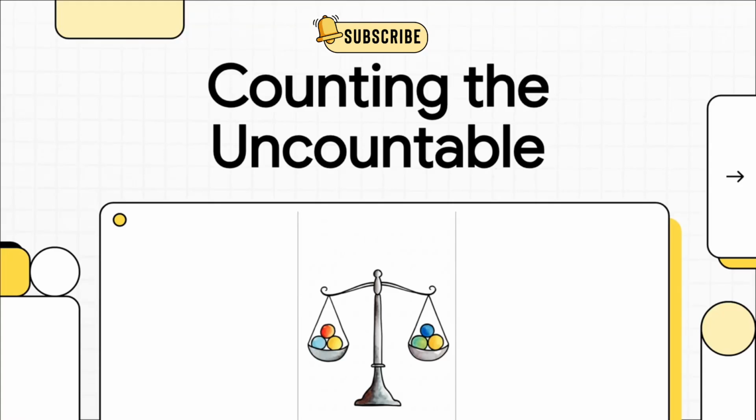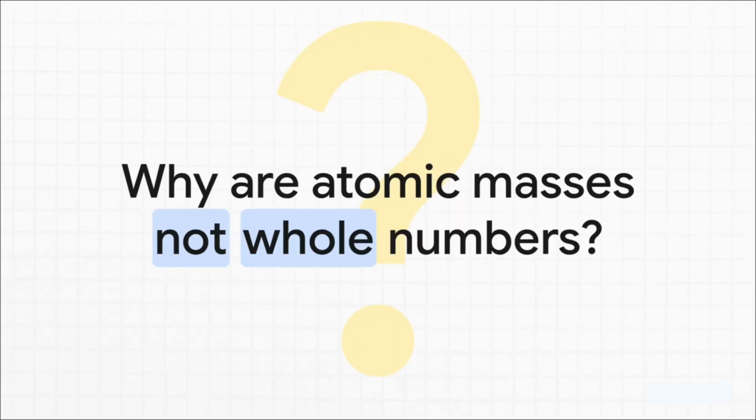Hey everyone, have you ever just stared at a periodic table and thought, why are these numbers so weird and specific? Well, today we're going to pull back the curtain on two of the biggest ideas in chemistry: how in the world we actually weigh a single atom, and then how we count them when there are literally trillions of them in a single speck of dust. And believe me, it's a lot more straightforward than you might think. So yeah, let's kick things off with that big mystery.